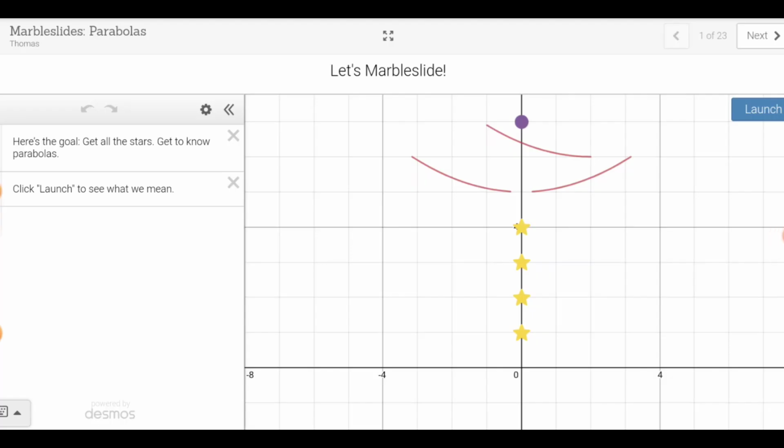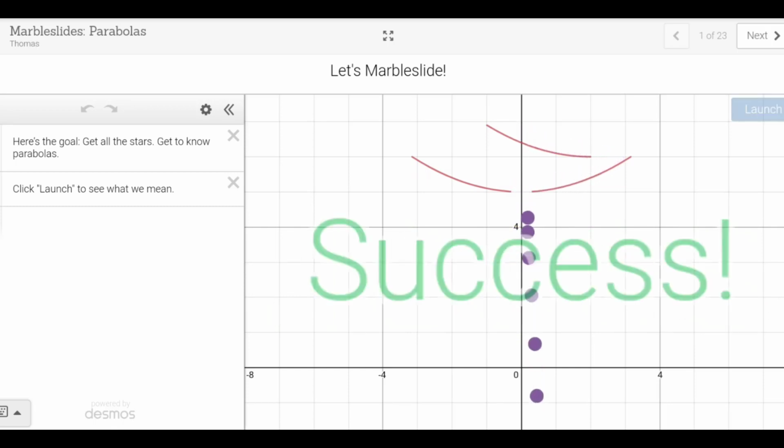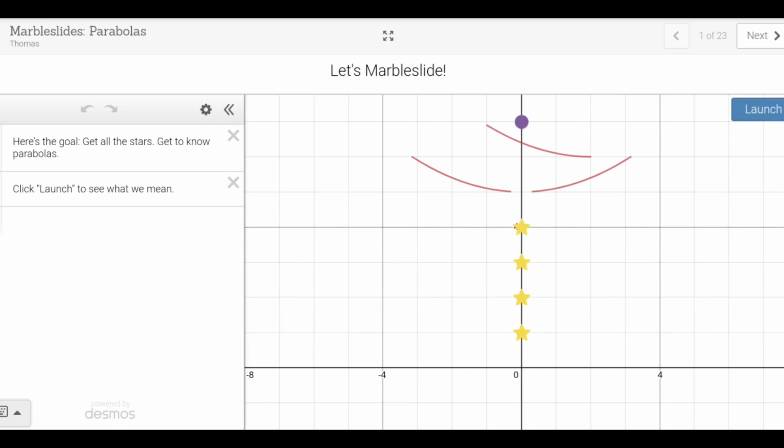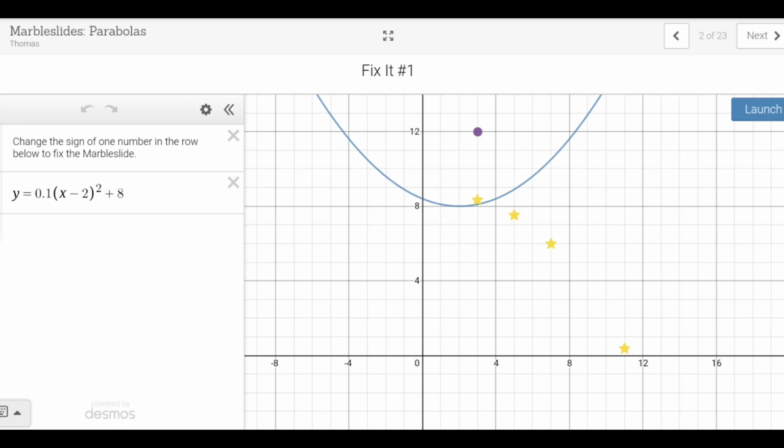Here's the activity: Marble Slide. Here's the goal: get all the stars, get to know parabolas. Click launch and see what you mean. When you click launch, what do you see happening? Pretty easy. Your job is to make sure that when you drop the purple marbles, they end up picking up all the stars. Now you're going to be faced with some challenging problems, so I'm going to click on the next button and look at the next one.